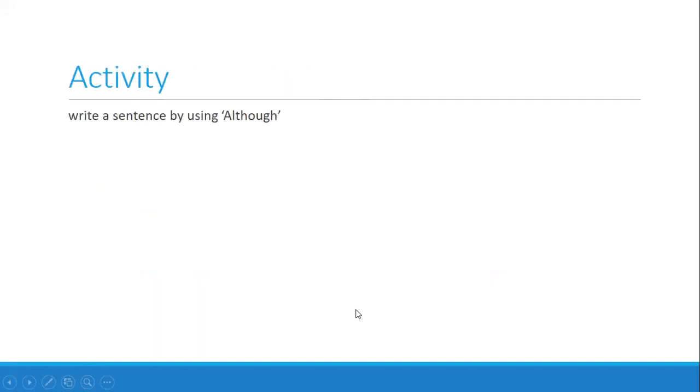Right. The next activity, once again, I want you to write a sentence by using the word although. Although කියන වචනය පාවිච්චි කරලා එක වාක්‍යයක් ලියන්න. And I will give you 2 minutes for this activity as well. Your time starts now.